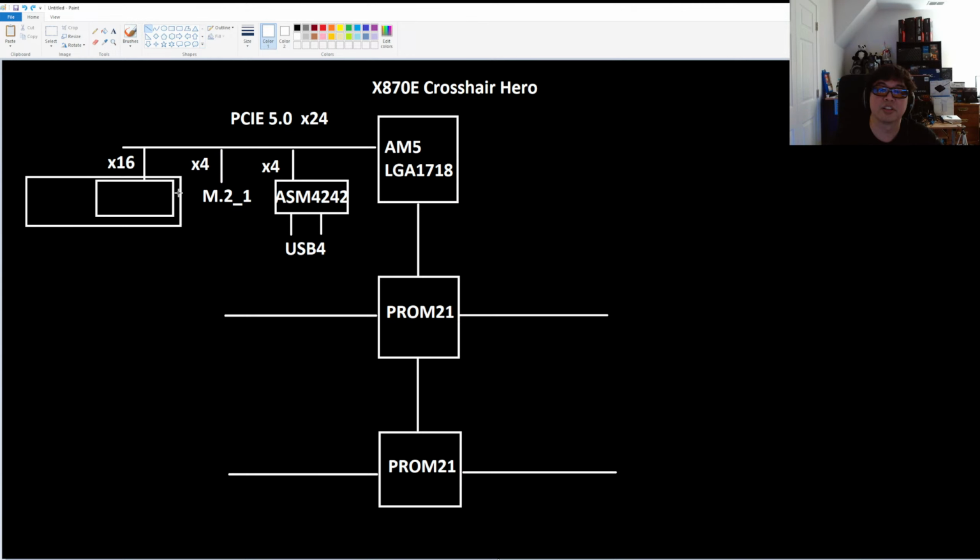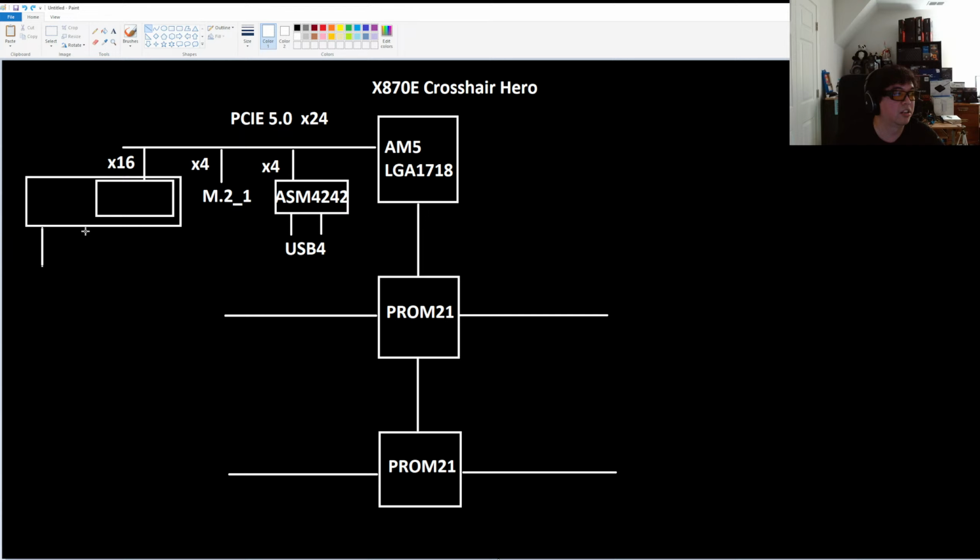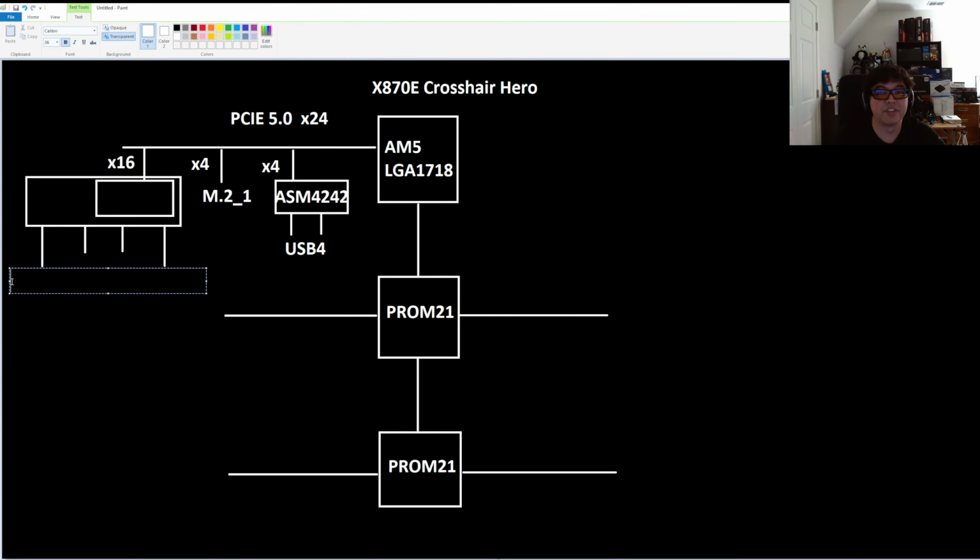Now we're going to talk about lane sharing. The Hero does lane sharing using this PLX bridge or PLX switch. What it does is it has a single PCIe slot here. It has 2 M.2s in here. And then it has a second PCIe at the bottom. So we have the GPU. We'll say this is PCIe 1.